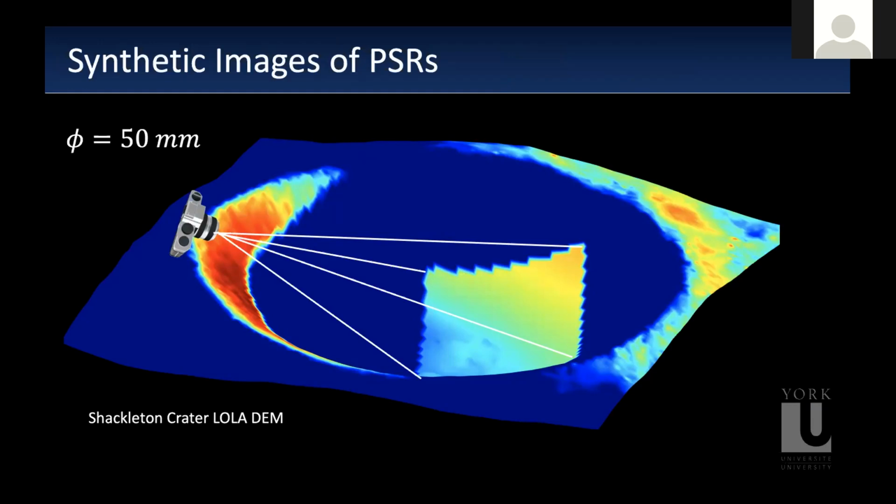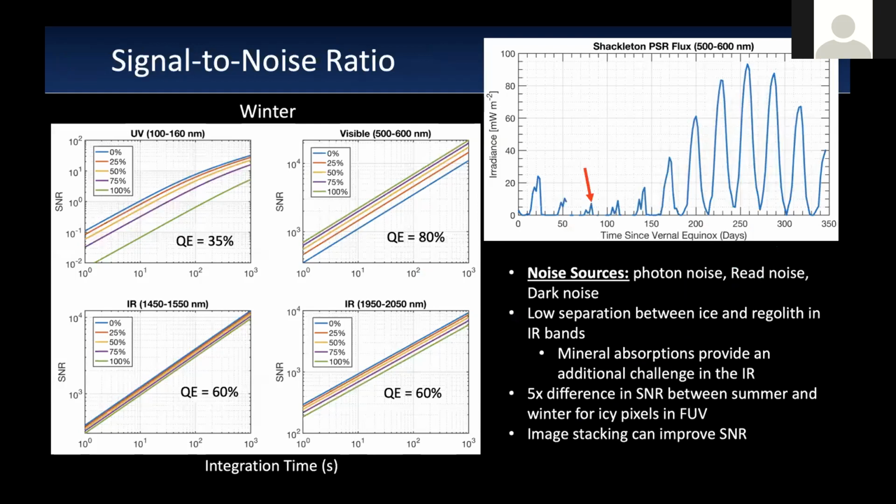One of them is the aperture, the diameter of the camera. So we assume that you can bring a 50 millimeter camera, which is fairly large, but not unrealistic. And what we're interested in doing is estimating the signal to noise ratio of a camera that's imaging inside of these very dark regions. And so that's what is shown here.